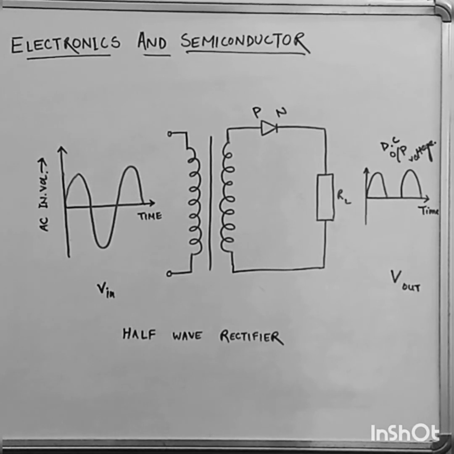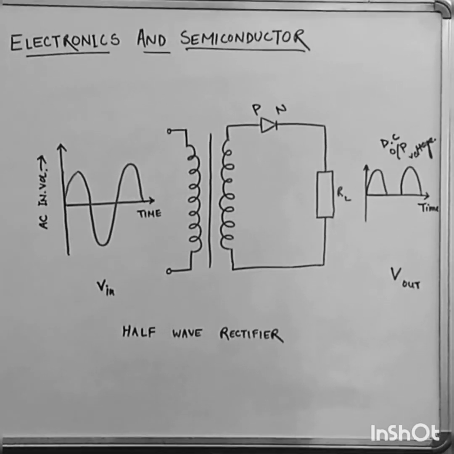But what happens in case of the negative half cycle? The current was flowing across RL, but during the next half cycle, that is the negative cycle, there will be no plate current, because the anode or the plate will be at the negative potential with respect to the cathode, so there will be no current flowing through the PN junction diode.